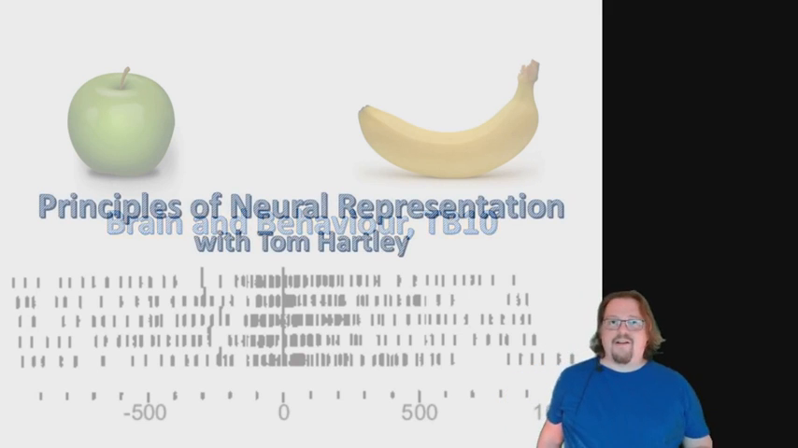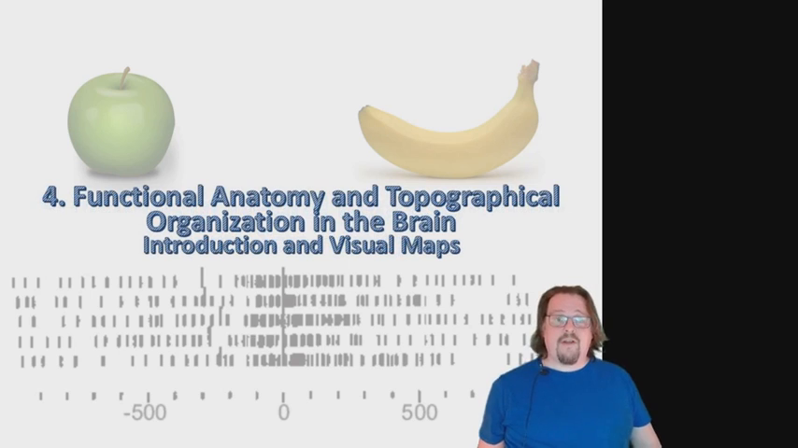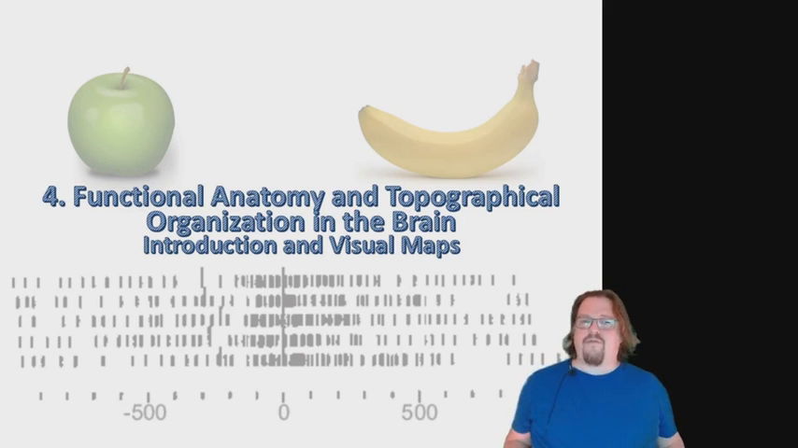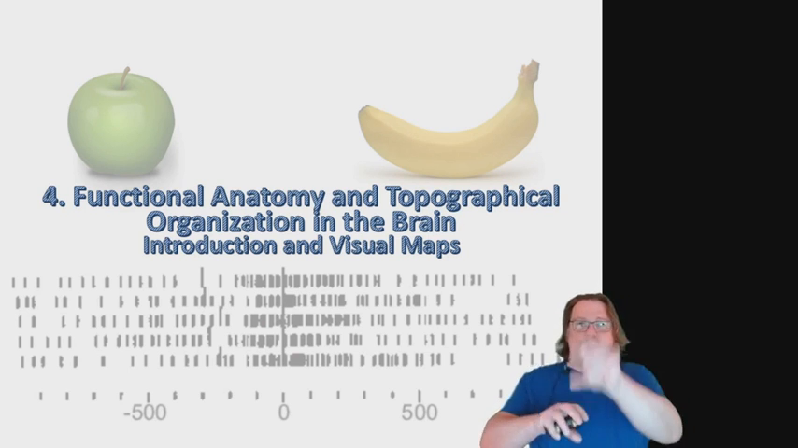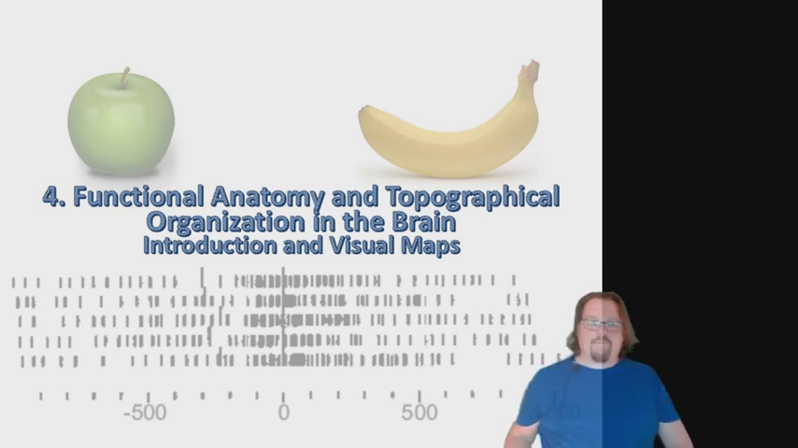My name's Tom Hartley, and in the last lecture of the series today we'll be talking about principles that might underpin functional anatomy and topographical organisation in the brain. We know that different parts of the brain do different things, but are there any patterns, are there any principles that underpin the determination of which part of the brain ends up doing what function? That's what we're going to be looking at today.